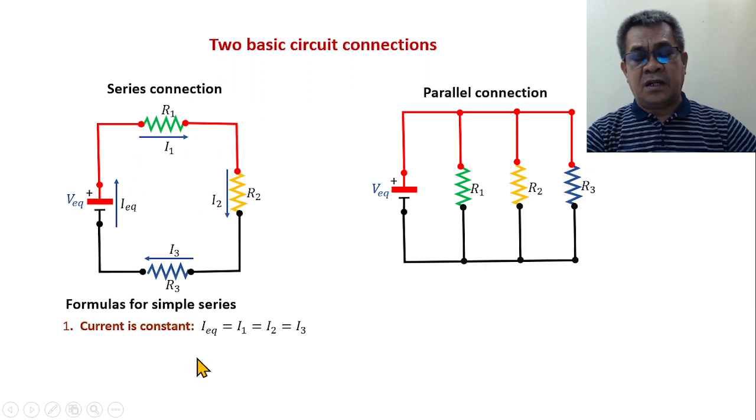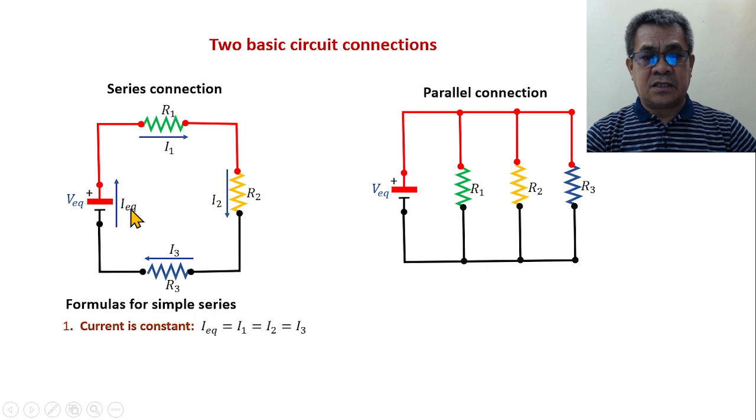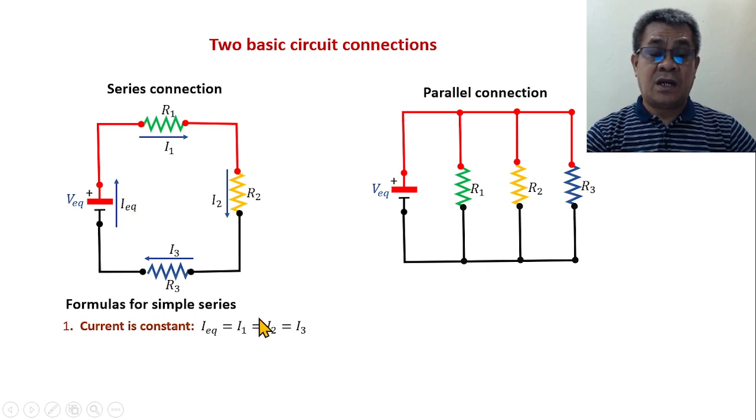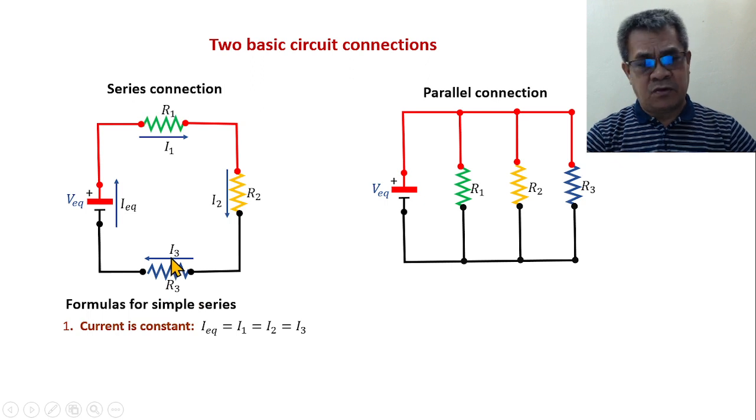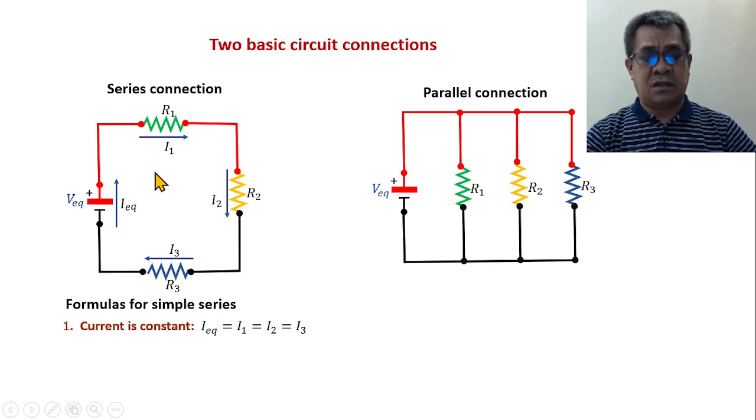So in other words, the equivalent current should be equal to the individual currents of each resistor connected in series. Meaning, I equivalent is equal to I1, equal to I2, and equal to I3. The good thing is, if you know one of these currents, for example I3, then all the currents in the circuit must be the same. So there's no change in the current, assuming conservation of charge.